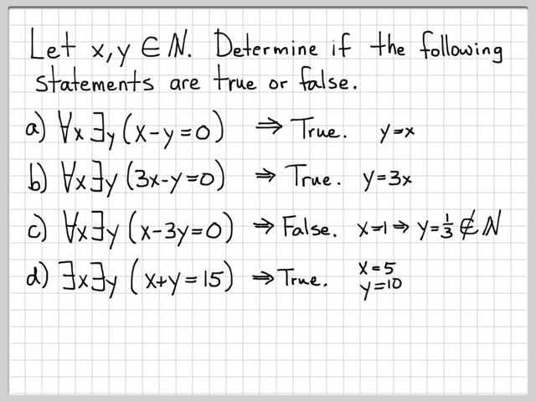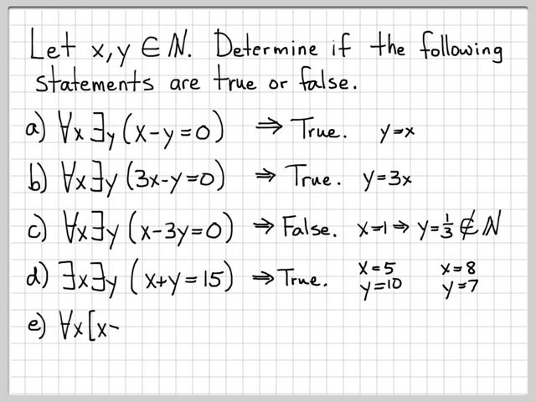x equals 5 and y equals 10, those are both natural numbers, and they sum up to 15. So there's one example I can give you that makes this a true statement, because I've proven that there exists an x and there exists a y with this property. I could just as easily have picked x equals 8 and y equals 7. That would have been fine too. So showing that there exists an x and there exists a y is very easy for part D.